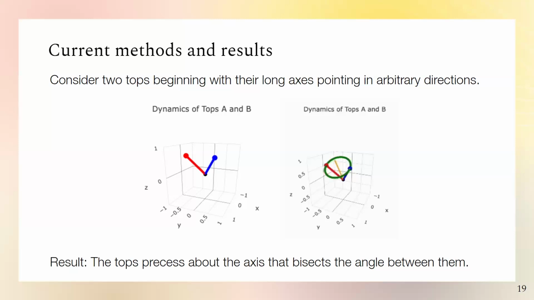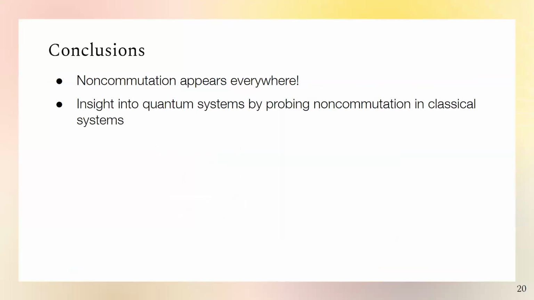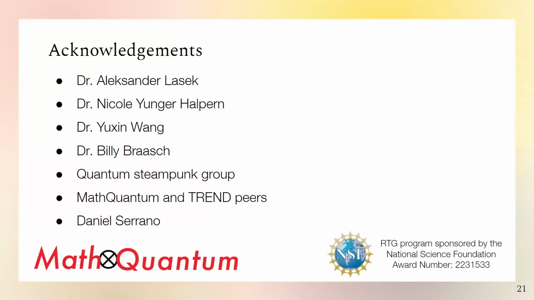So with this work on a two-body interaction, we'd like to then move to a three-body interaction and then characterize the dynamics of global evolution under global evolutions. And the key takeaways from this is that non-commutation appears everywhere. And we can gain insight into quantum systems by probing non-commutation in classical systems. So with that, that's my work.